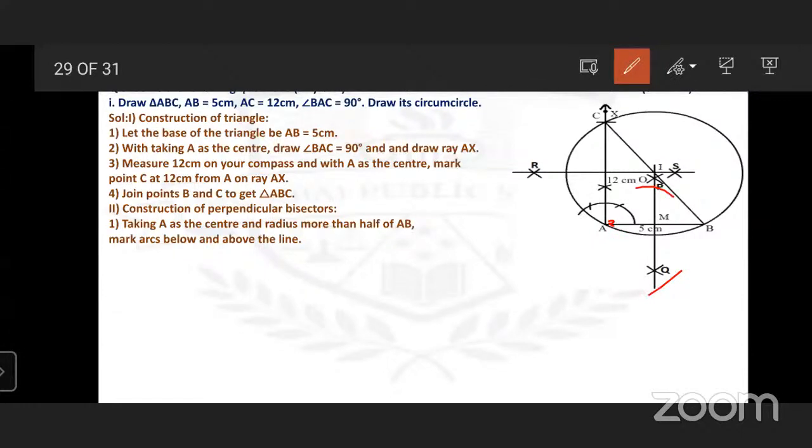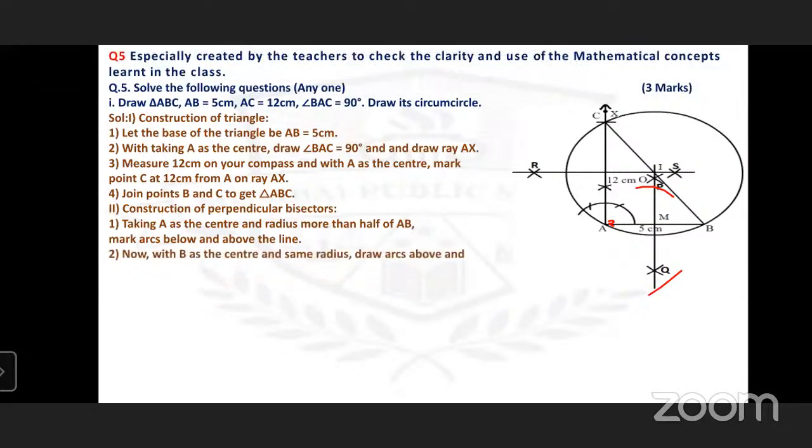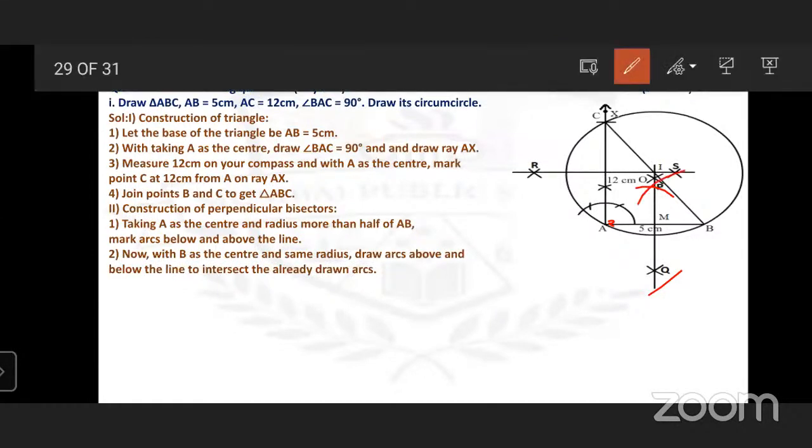Then again take the same distance and B as a center and the same radius. Draw the arc above and below the line to intersect the already drawn arc. Okay, so here we draw and we get this line. This line is the perpendicular bisector of side AB.